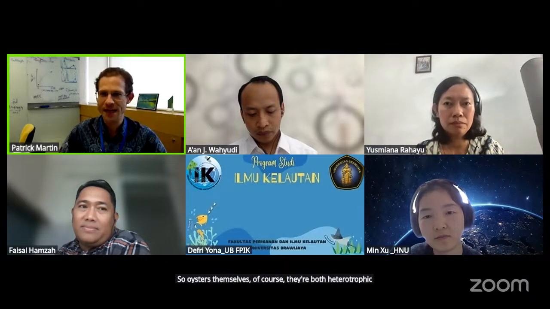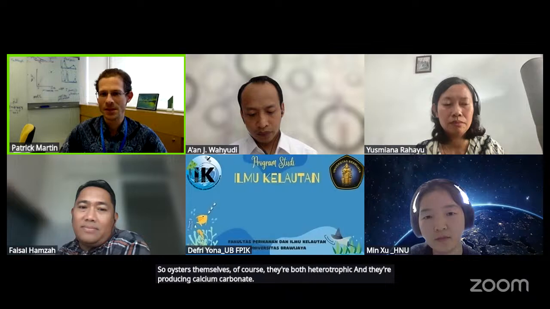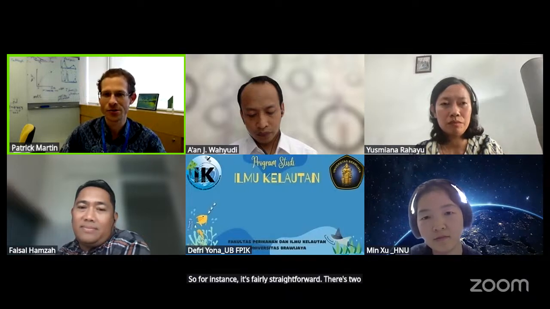That's a great question. I think it's still a topic for research, but the general consensus is that these systems tend to act more as CO2 sources as a whole. Oysters themselves are heterotrophic and they're producing calcium carbonate, so for oysters it's fairly straightforward. There are two mechanisms for CO2 production.